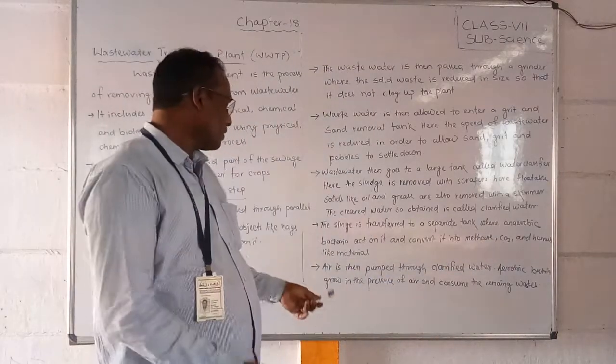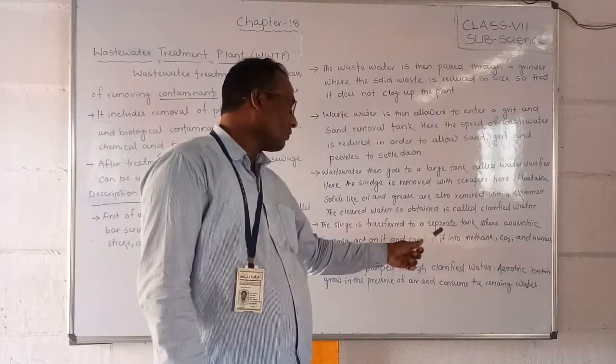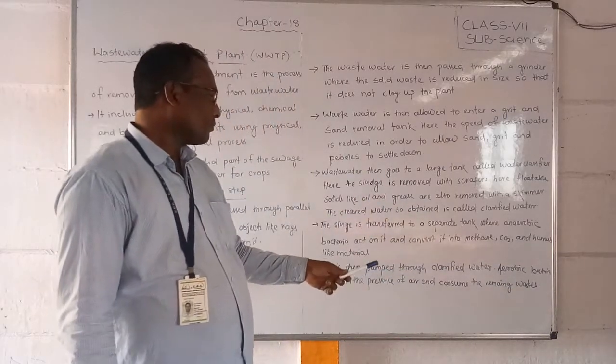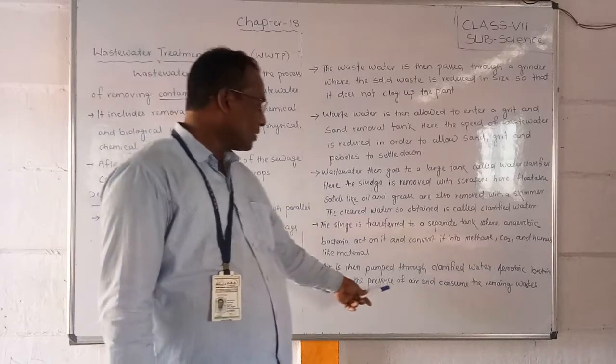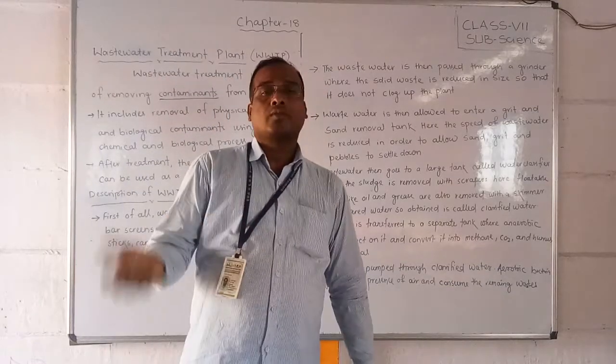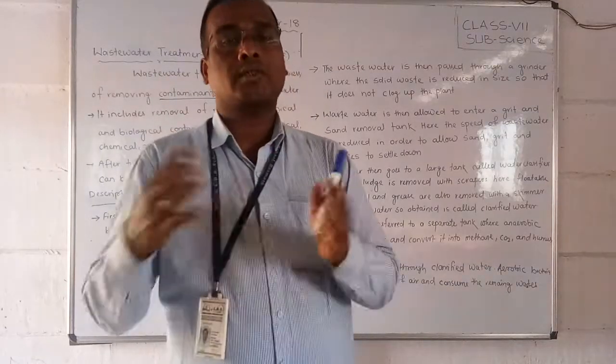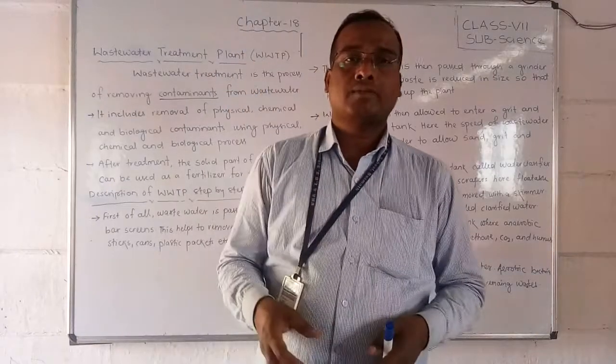Okay, next. Air is then passed through the clarified water. Aerobic bacteria grow in the presence of air and consume the remaining waste. Finally, there is another tank where the aerobic bacteria are present.